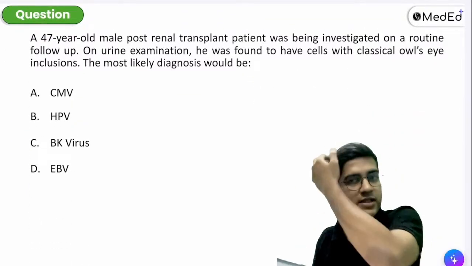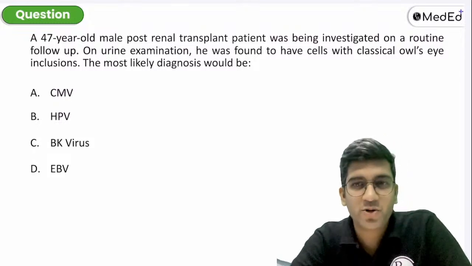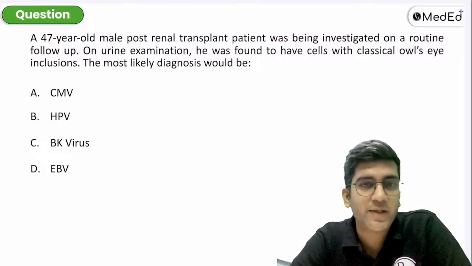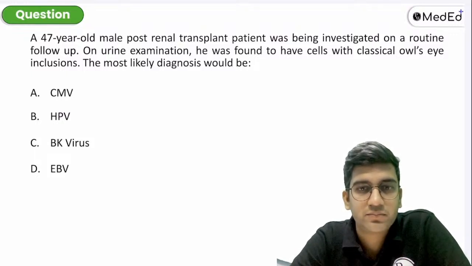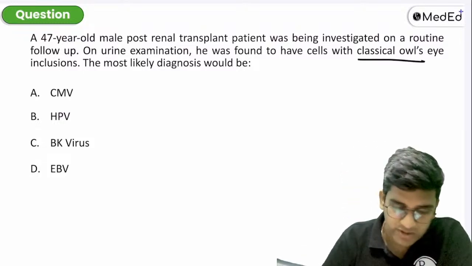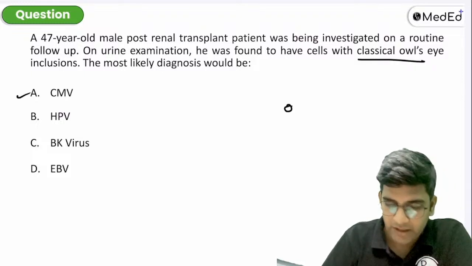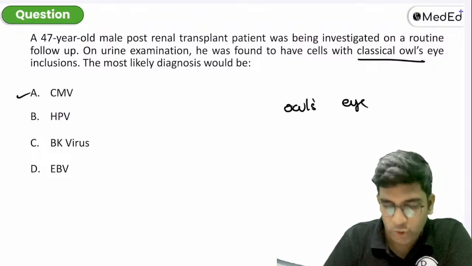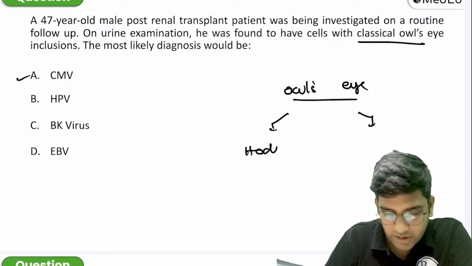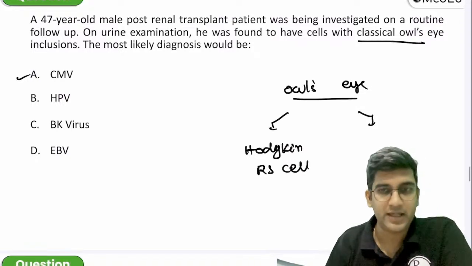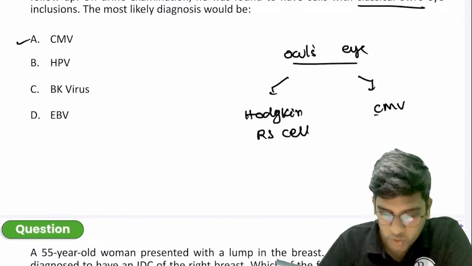Options and answer. What do you think is the answer? It's more of a microbiology question. Just took it in between. You must have read about lots of viral inclusions in microbiology. This is one example of viral inclusion. It's simple, right? Classical owl's eye appearance, it has to be a CMV. See, owl's eye is there in two places in pathology. If I take CMV also as pathology, Hodgkin's lymphoma RS cell is also owl's eye, right? At the same time, CMV virus is also owl's eye.